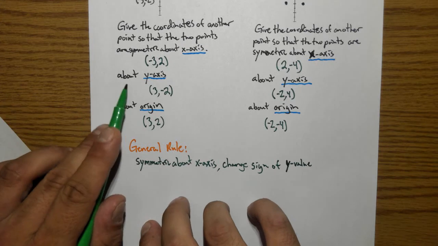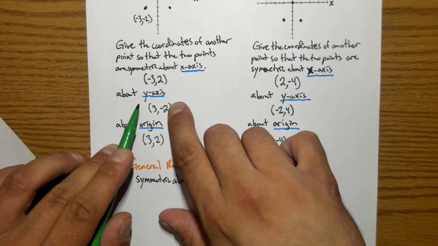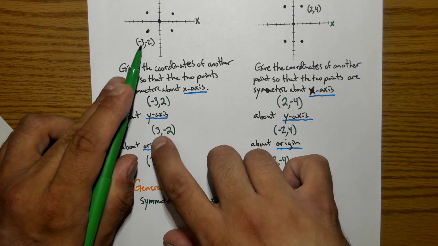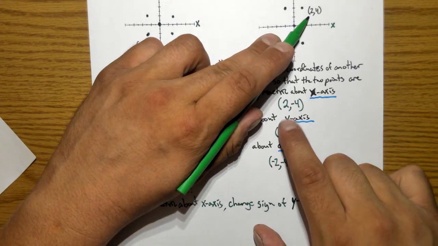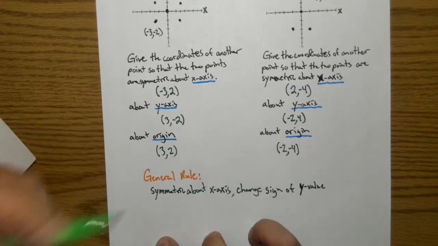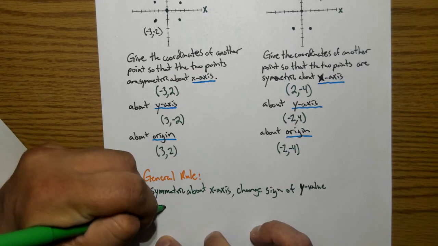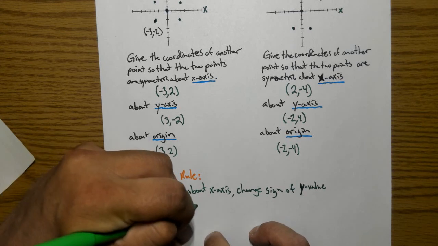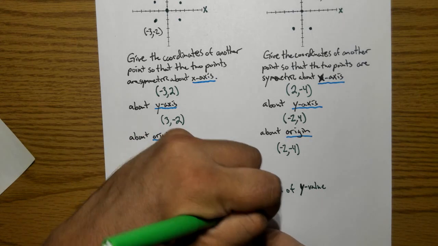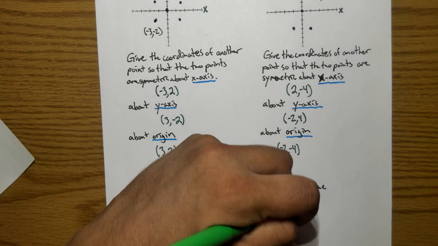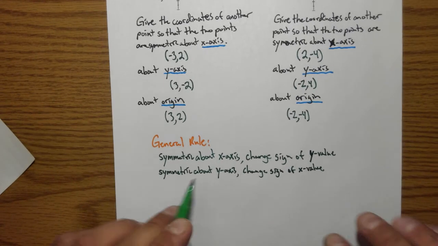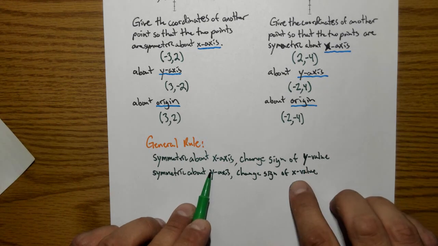And then notice when we reflected about the y-axis, we didn't change the y value this time, we changed the x value. See how negative 3 turned into positive 3, and positive 2 turned into negative 2, while the other one remained the same. So that's going to be the rule always. So symmetric about the y-axis, we want to change the sign of the x value. So you just change the sign of the opposite one. If it's x, you change the sign of the y. If it's y, you change the sign of the x.